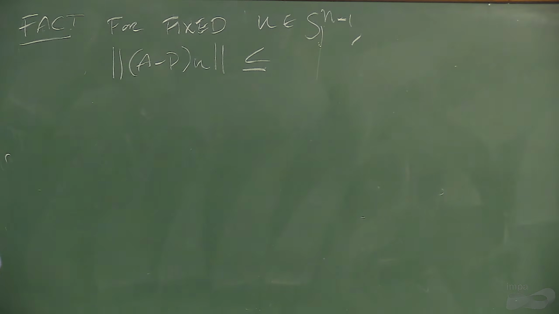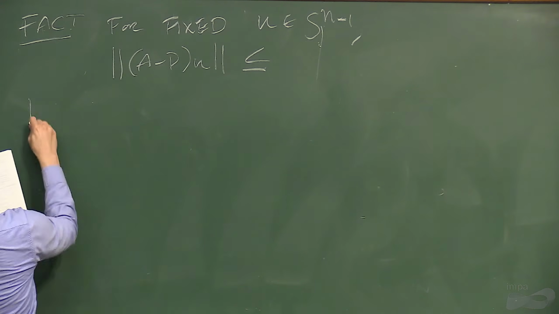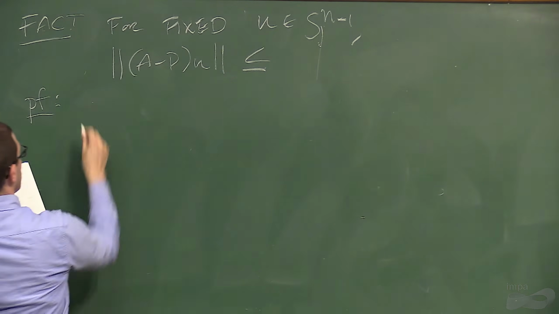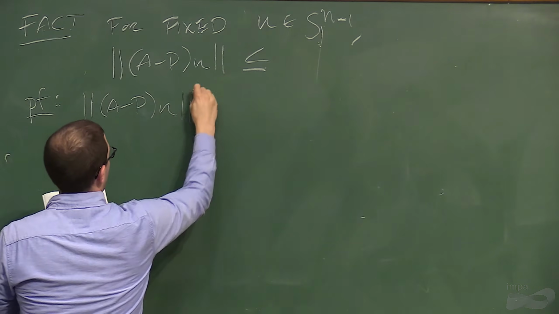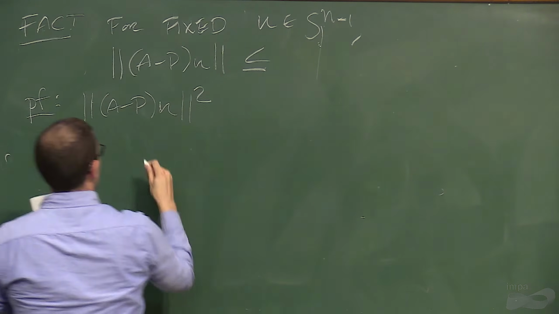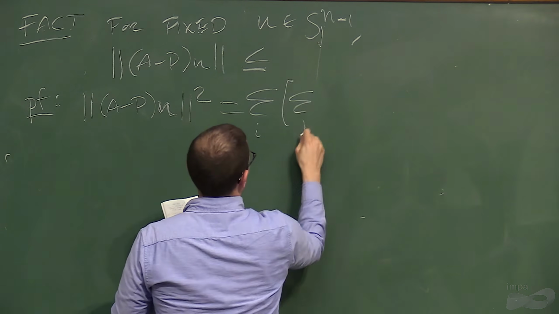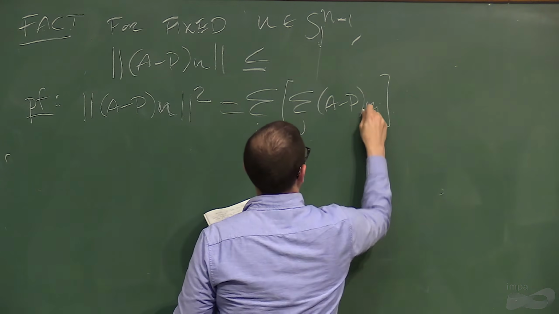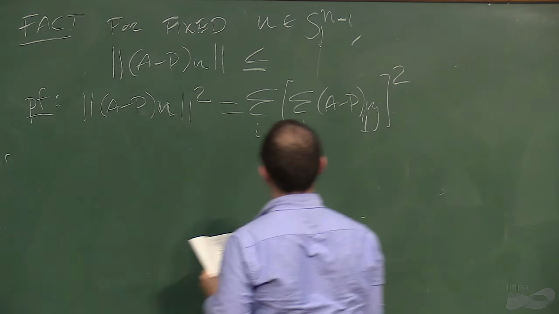Well, so this will become a proof, and then the punchline will be that we get a bound here. Okay. Let's square this because it's easier. All right. This is the sum over all i, and then I look at the row inner product between the ith row of A minus P and u, and I need to square that.